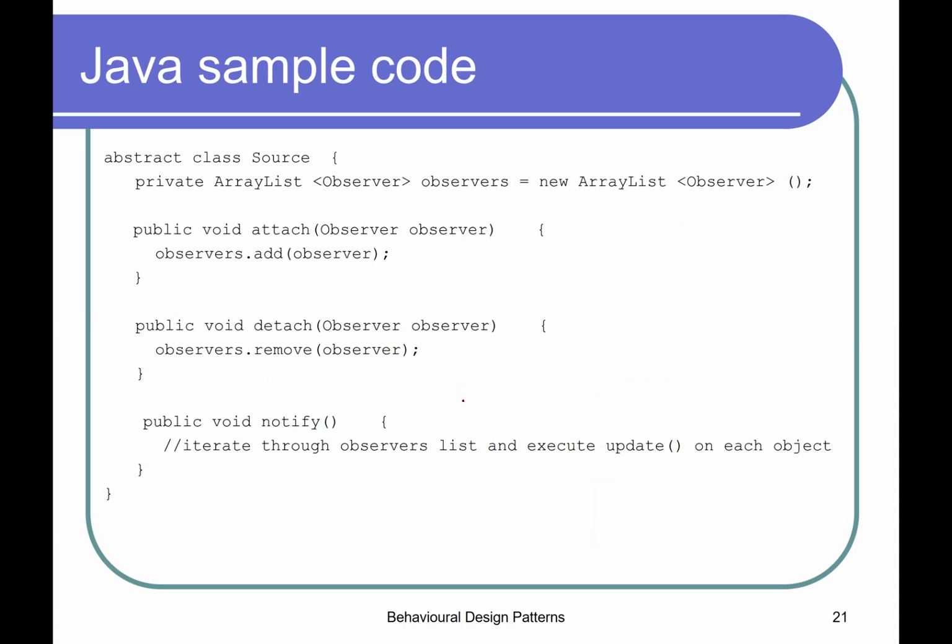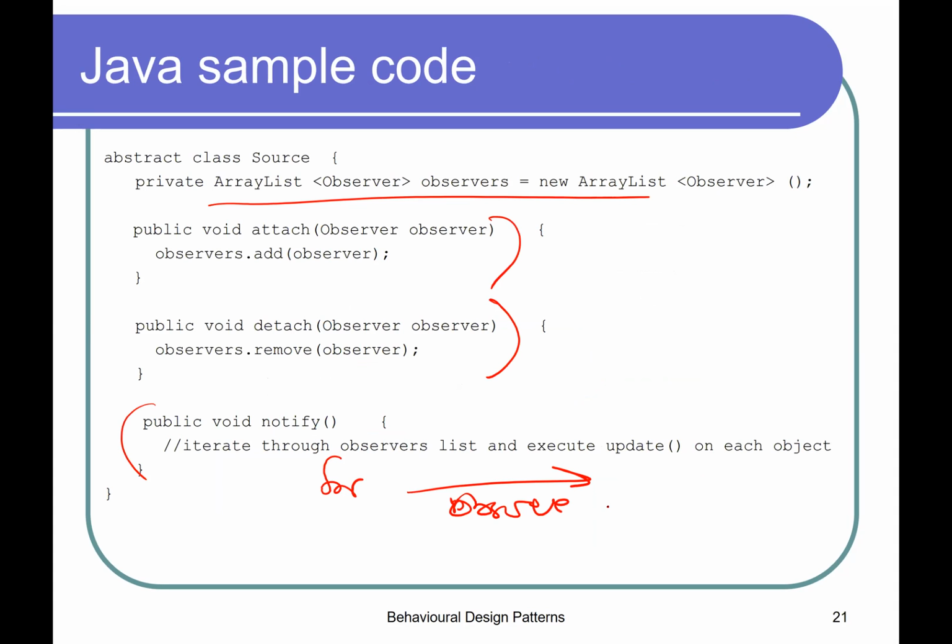Let's take a look at an example in the source code. So I've got my source. First thing you see, I've got my list of observers, an array list of observers. Then this adds a subscriber, removes a subscriber, and here it's just commented out. But here's my for loop that reads through the list of observers.